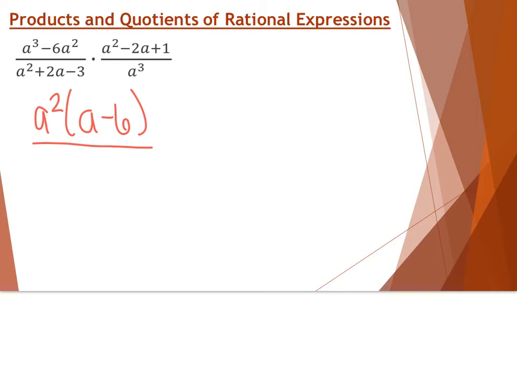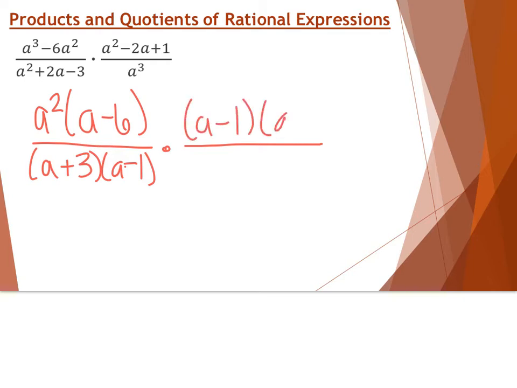I'm going to go ahead and just do it for you. It's a plus 3 and a minus 1. And then on my other one, if you went ahead and factored that, it would be a minus 1 and a minus 1. On the bottom is a to the third. Now we can start looking to see if we can cross-cancel anything. I see this has an a minus 1. This also has an a minus 1, so those can cancel each other.